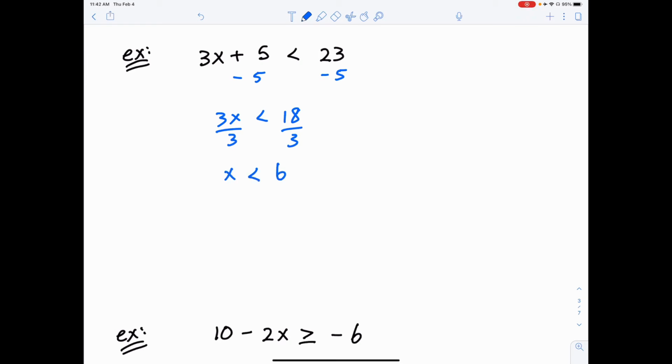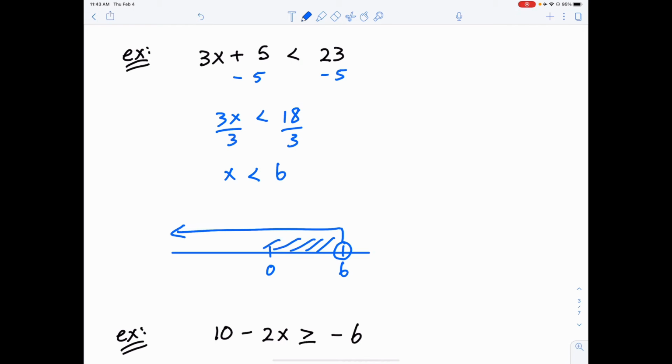In order to draw this on a number line, again, we go straight line, 0 in the middle, and then 6 is to the right of 0. And since it's only less than, that means open circle on the number, and less than means left. So we draw an arrow going left, and we try and span the whole line, telling us that the answer is everything to the left of 6.